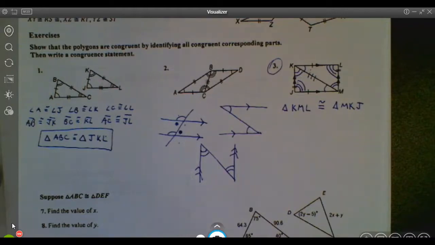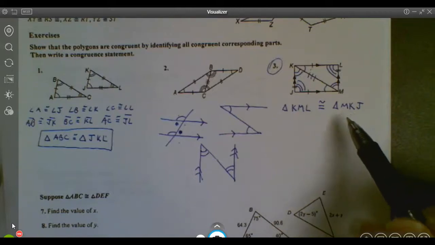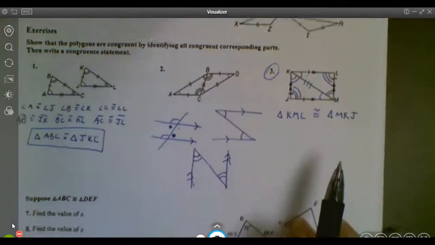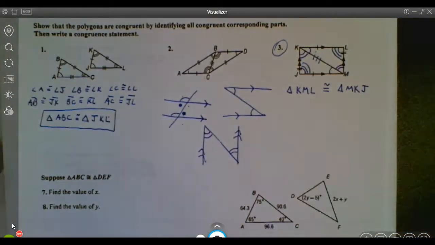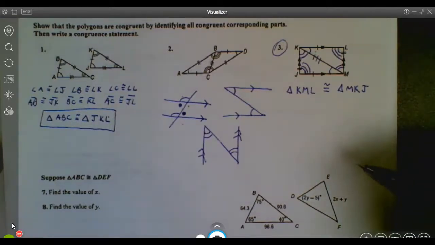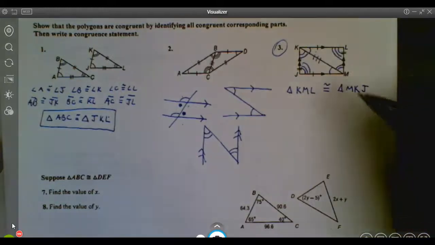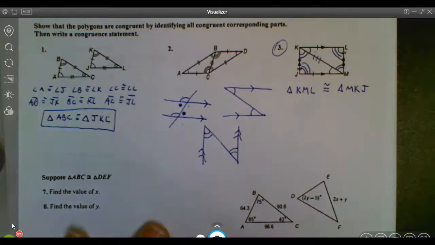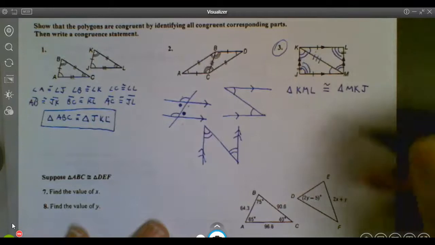Now let's match up their corresponding parts. Guys, here's the beauty of writing this first, is now, just like I did in this one, I can actually go off of my congruence statement rather than the drawing, which I think will be more helpful, because a lot of times people will mess up the order on this because they're going off of the triangles, but visually that's tough when they're not going the same direction like these ones are. So I want to start with the first angles that go together. I can see that angle K goes with angle M.